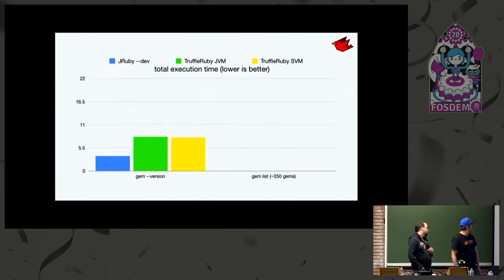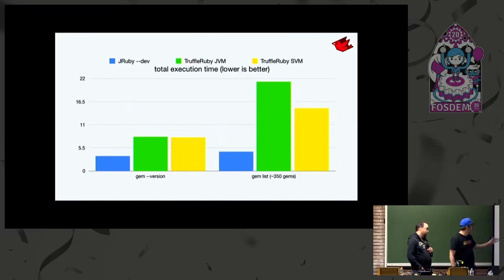Here's JRuby versus TruffleRuby, JVM and native. They're 2 to 3 times slower than us, usually for just a basic gem command. And then it continues to get worse the more work they have to do.